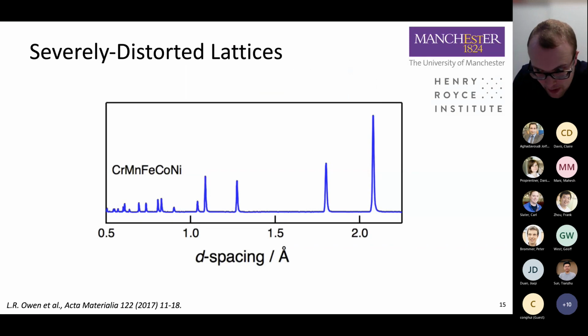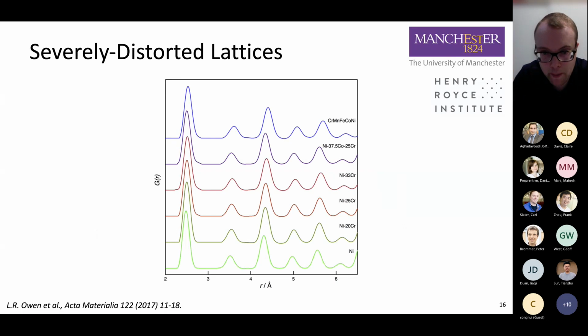Some much more clever people than I am have done this. An example would be Lewis Owen, who's now at the University of Sheffield. Essentially, they do neutron diffraction measurements, total scattering measurements like this, Fourier transform that, and then they generate pair distribution functions that can then be compared with various models.